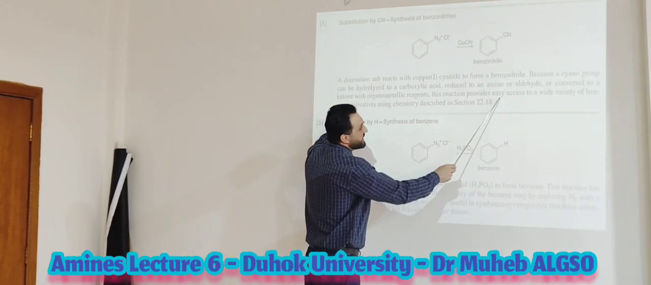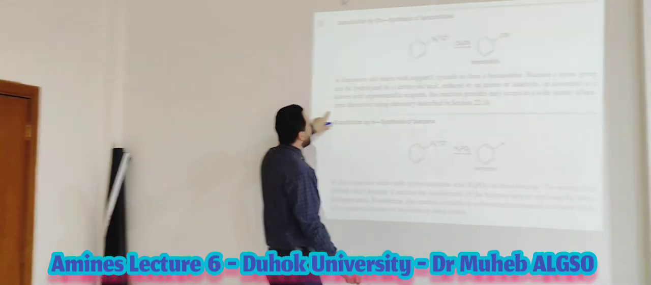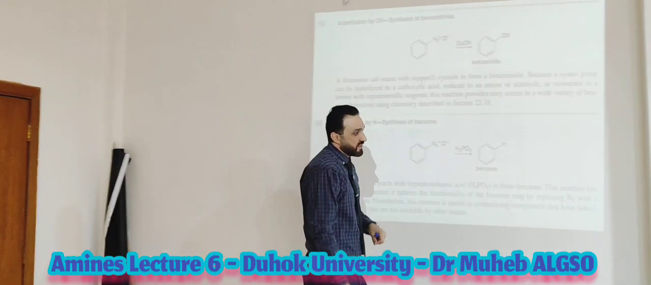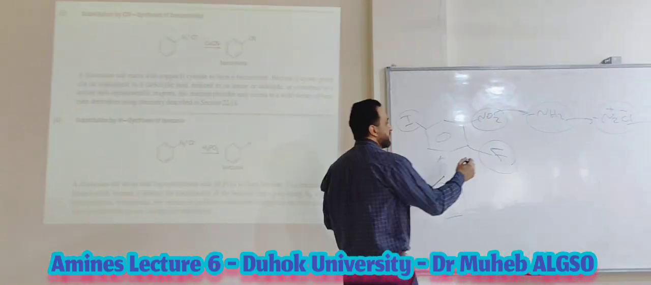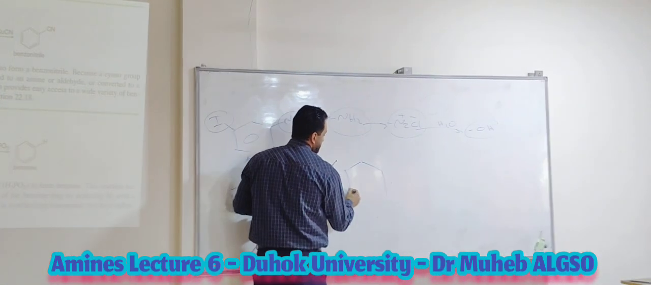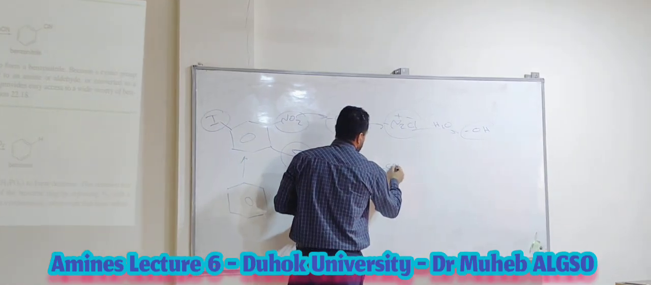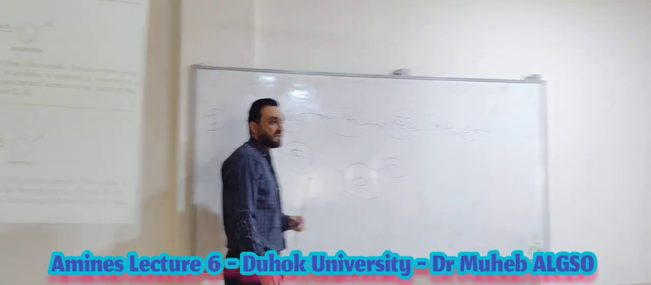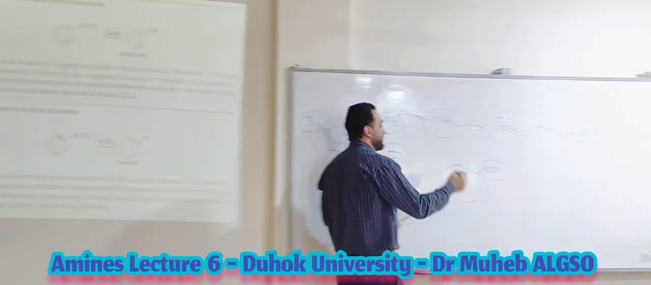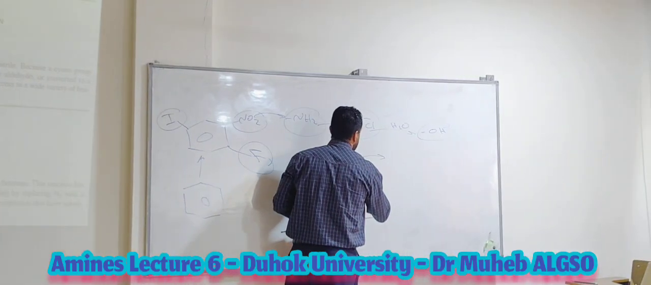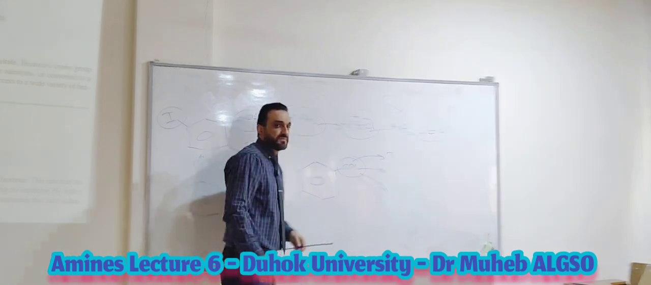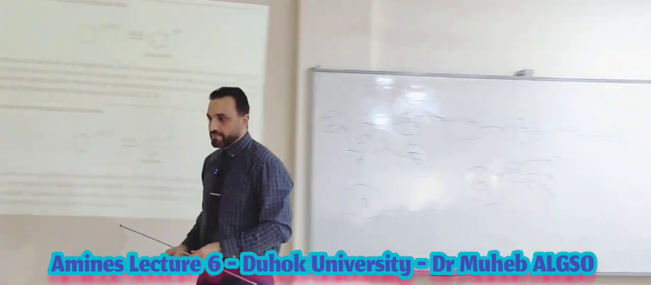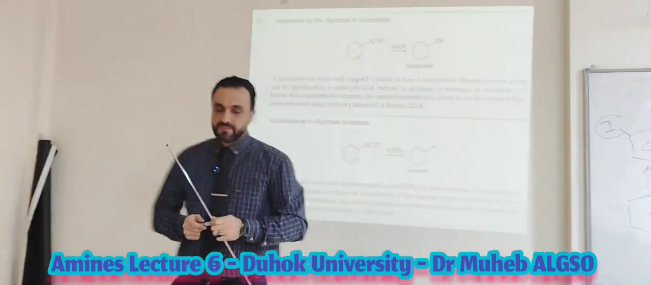This reaction provides easy access to a wide variety of benzene derivatives using organic chemistry. So the CN group, students, this is the CN group. This CN group is useful in organic synthesis. Why? Because this CN group can be converted to other functional groups. Okay? Another functional group.